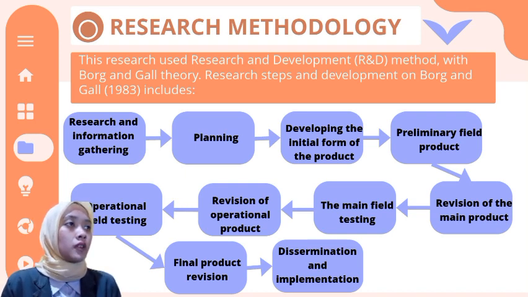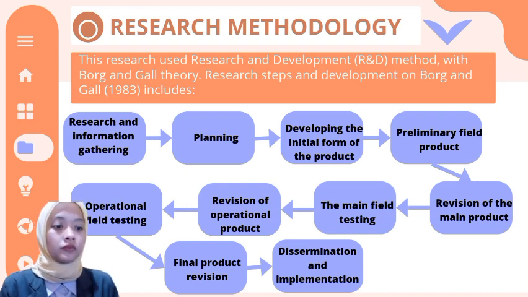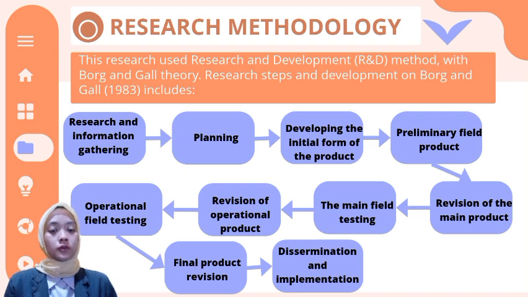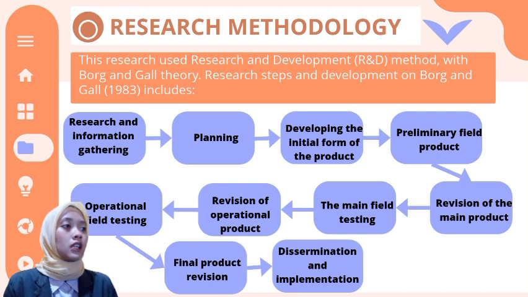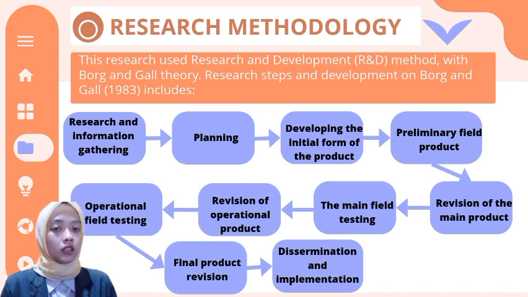And the fourth, preliminary field testing. In these steps, data collecting and analysis can be done by interviews, observation, and questionnaires. And the fifth step is revision of the main product. In these steps, improvements are made to the initial product produced based on the results of the initial trials.